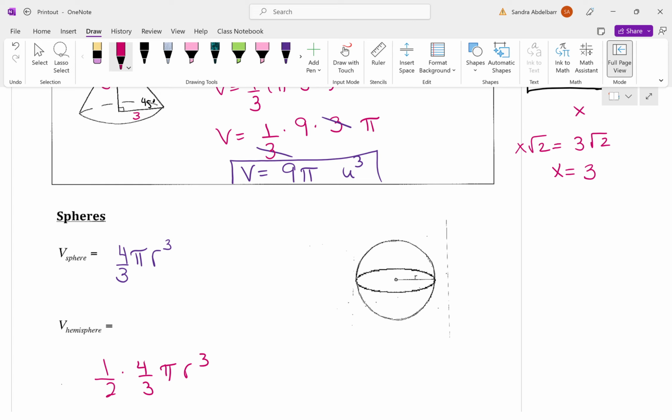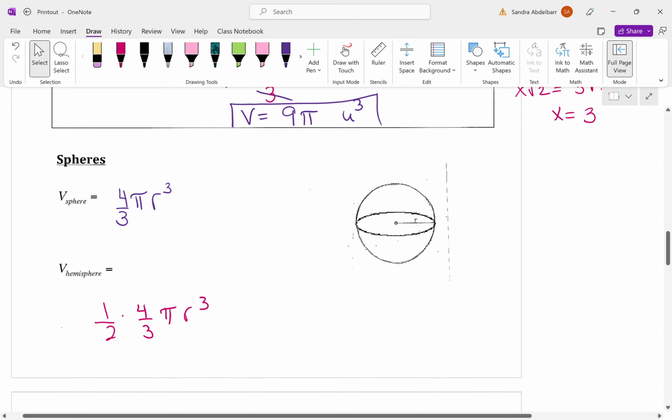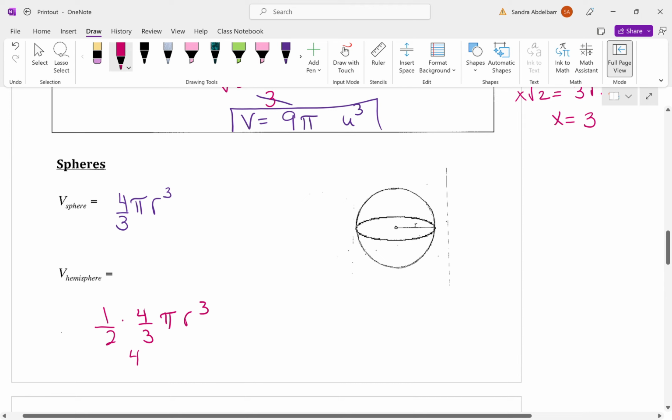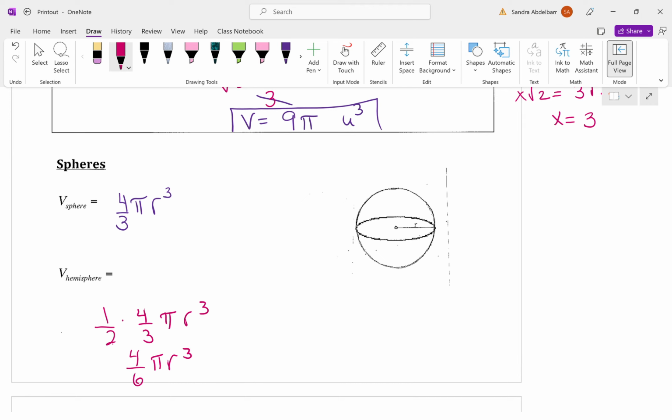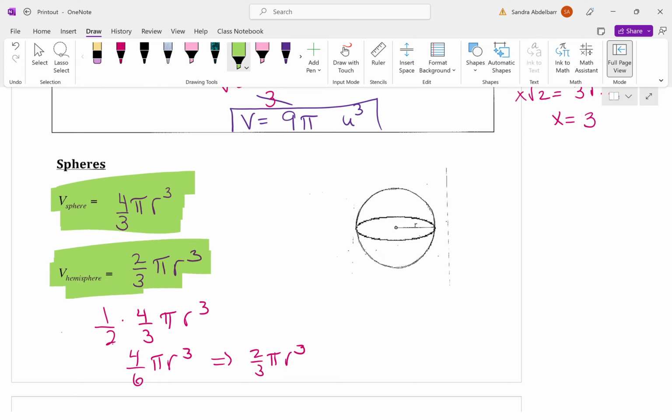Well, when you multiply fractions, don't you just multiply across? So 1 times 4 is 4, 2 times 3 is 6. So we have 4/6 pi r cubed. But what can I do with the 4/6? That's 2/3. So the volume of a hemisphere is 2/3 pi r cubed. There's our sphere. There's our hemisphere.